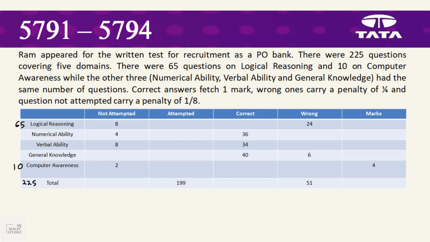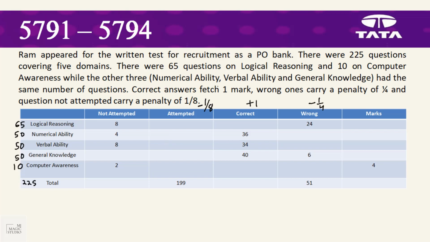So 225 minus 75 is 150. So these 3 will have 50, 50, 50 questions each. A correct answer fetches 1 mark. A wrong answer carries a penalty of 1 by 4, and a question not attempted carries a penalty of minus 1 by 8.